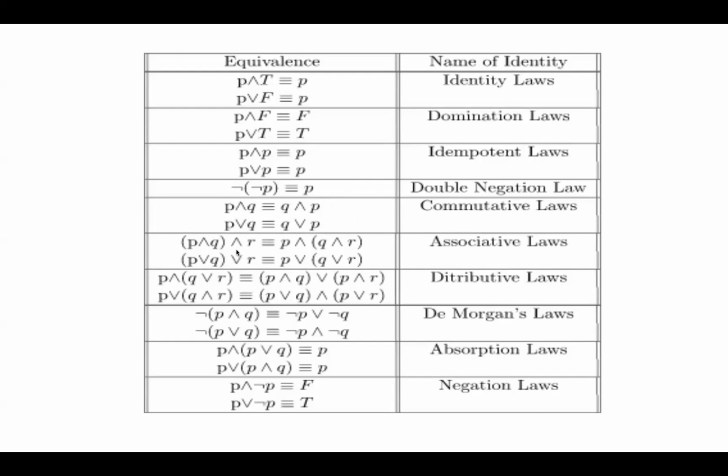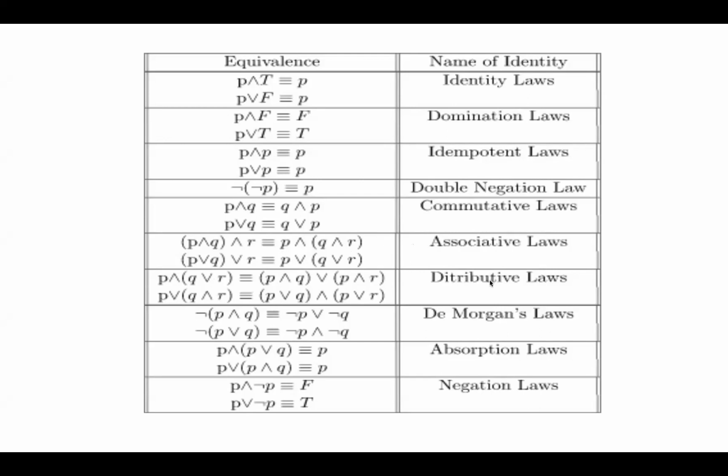Then (P AND Q) AND R is equivalent to P AND (Q AND R). Same with (P OR Q) OR R is equivalent to P OR (Q OR R). It is associative law. Okay, it is known as associative law.